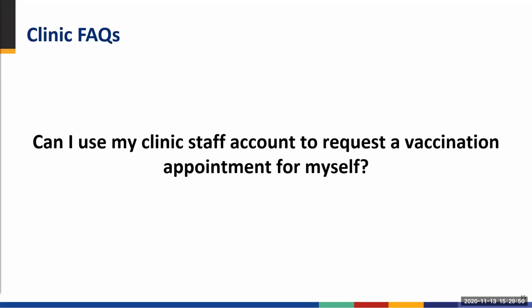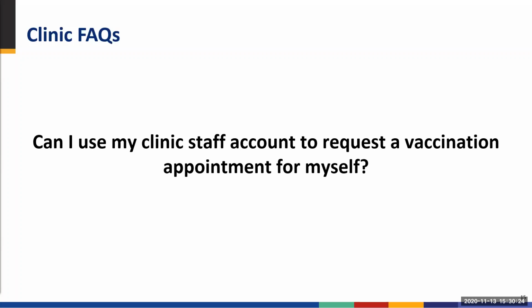Can I use my clinic staff account to request a vaccination appointment for myself? Yes, you can use your clinic staff account to request a vaccination appointment in VAMS by following these steps. First, you will request that your jurisdiction point of contact adds your clinic as an employer in VAMS. Once that is done, you will receive an email to register your clinic as an employer, and you will be listed as the employer coordinator for your clinic. Once you have set up your clinic as an employer in VAMS, you will be able to add employees as recipients in VAMS. Add yourself as an employee.